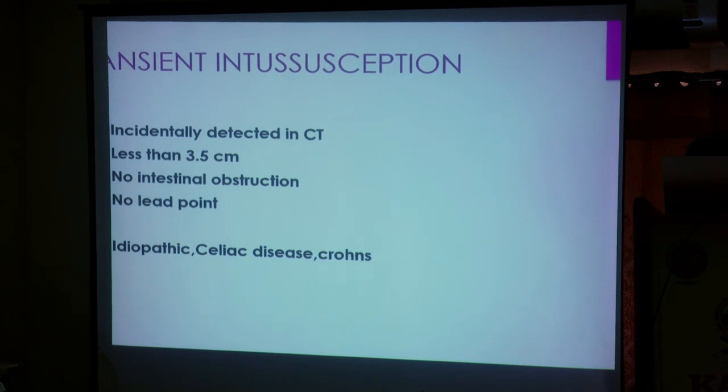Then the transient phenomenon. You would have observed this in CT, especially in adults. You would have appreciated an intussusception in a plain study, but in a contrast study you may not. The criteria for that is that it is not associated with any lead point or bowel obstruction, and the intussusception measures less than 3.5 centimeters. The causes can be idiopathic, or it can be seen in celiac and Crohn's disease.